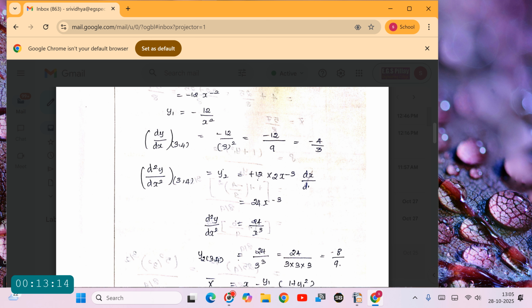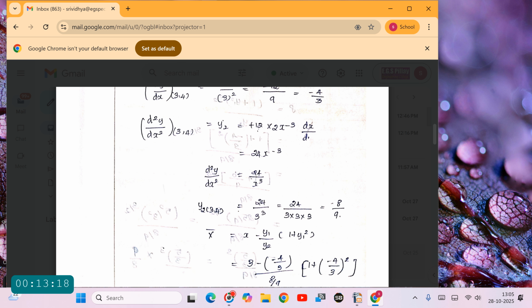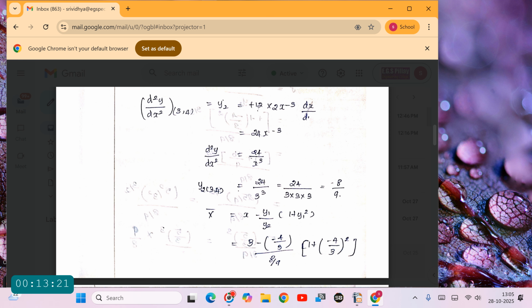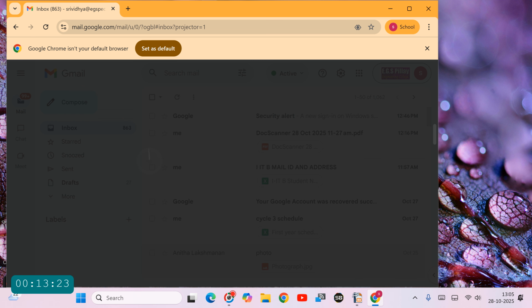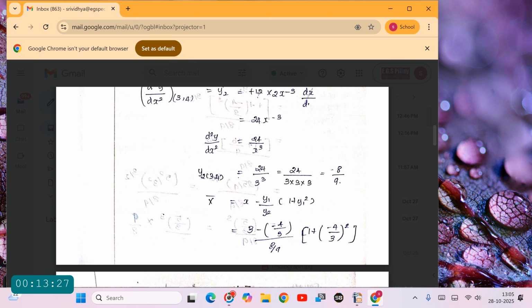Next we find the value of y2 at the point (3, 4). So 24 divided by 3 cube, we get 8 by 9. So what is the y1 value we have? Minus 4 by 3, and then the y2 value at the point (3, 4) is 8 by 9.